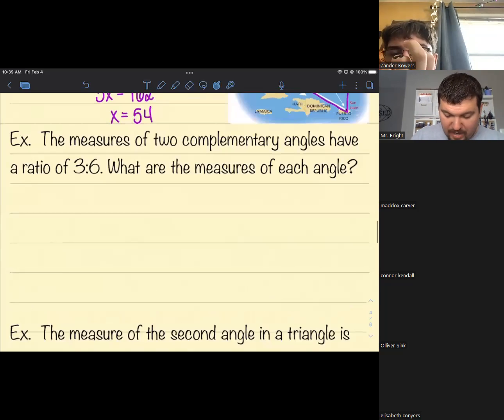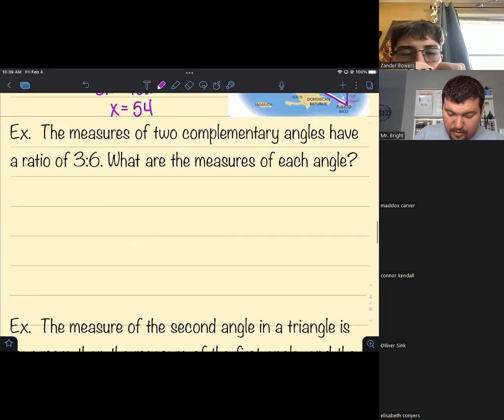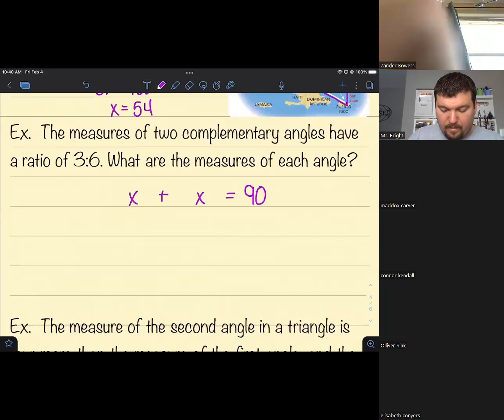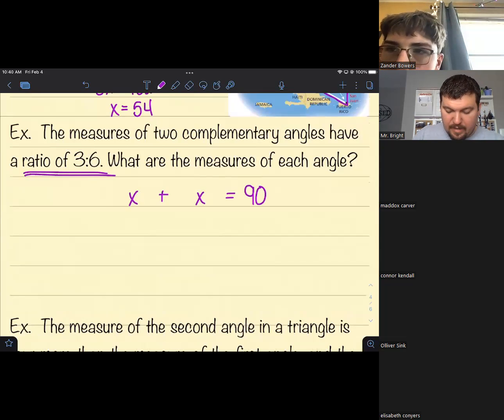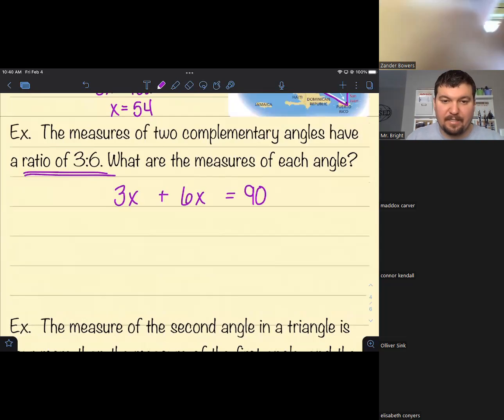So I know that these two angles are going to add up to 90. The reason I put this one down here is because I see a lot of questions like this show up on IXL. Maybe you might even see one in your homework on Big Ideas. What I start with, since I know there are two angles that have to add up to 90, is I'll put x plus x equals 90. I just start with that. And then when it says it has a ratio of 3 to 6, I make my first angle 3x, and I make my second angle 6x. And that's all you have to do.